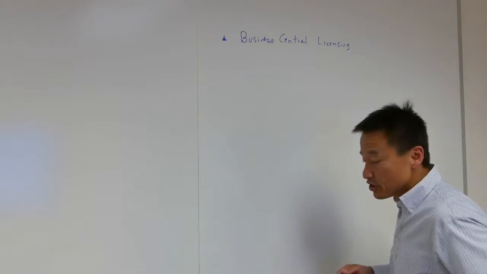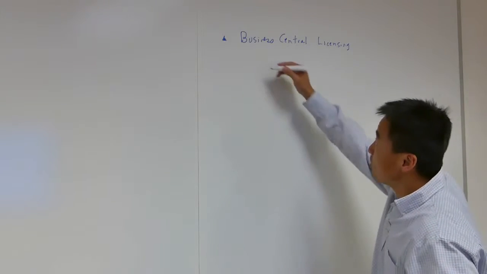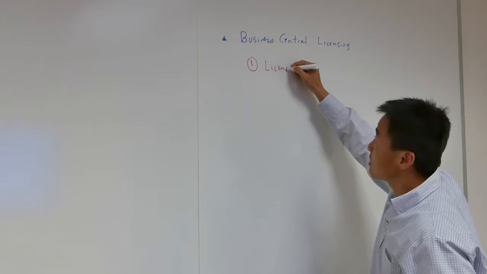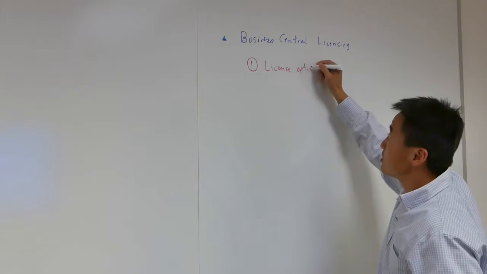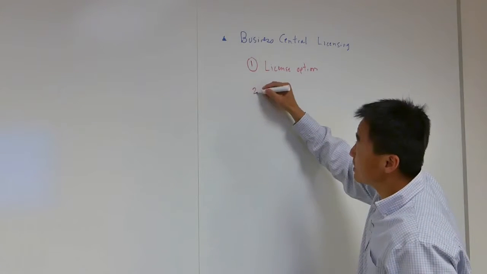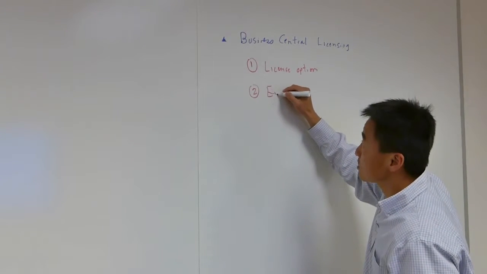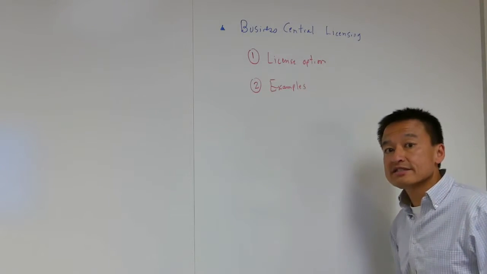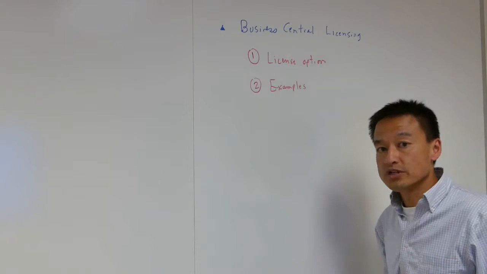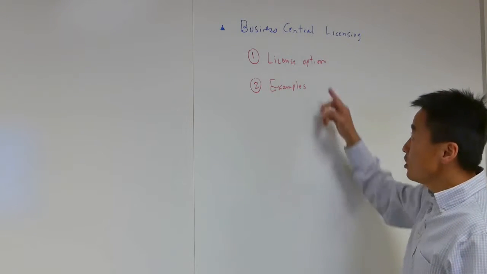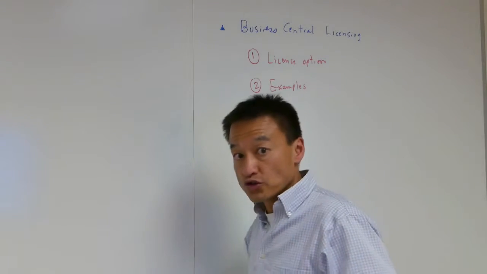So today, what I like to go through, one is license options, the different SKUs that we offer. And second thing is give a few examples on how the license is being used when you manage the access point on a monthly basis. So let me talk about the license option first.